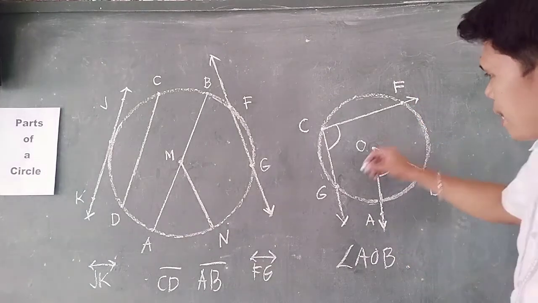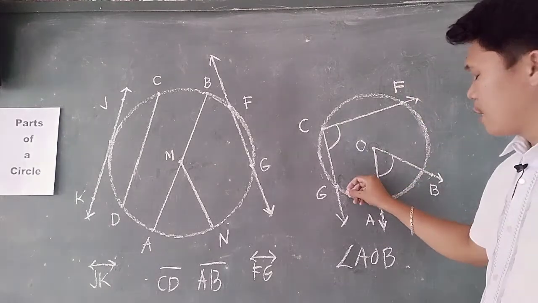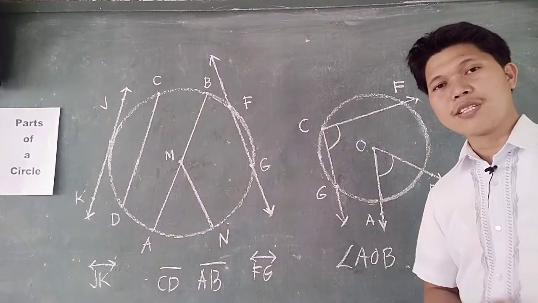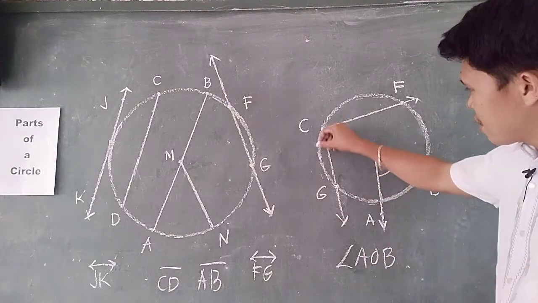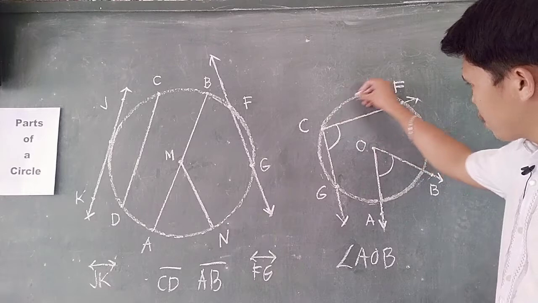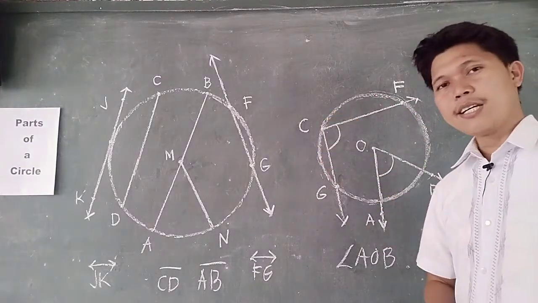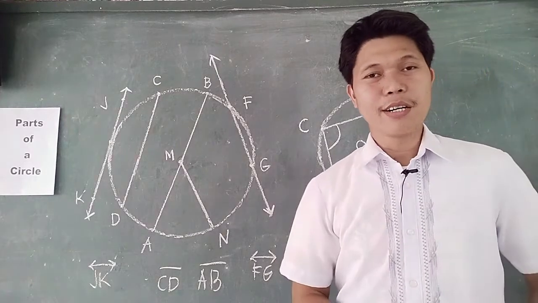Okay, so another is the concept of circumference, which will be discussed later in discussing about circumference and area. Ang circumference, yan ang measurement around the circle, yung kubuan talaga ng isang circle. Okay, so that's all for the parts of the circle.